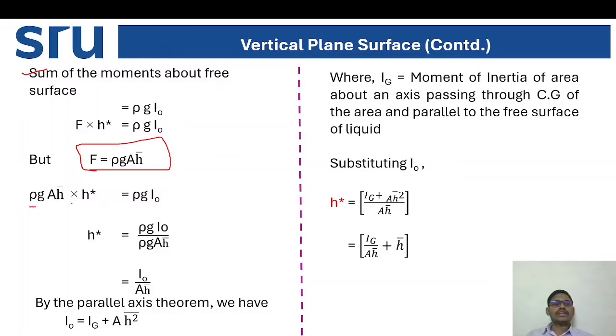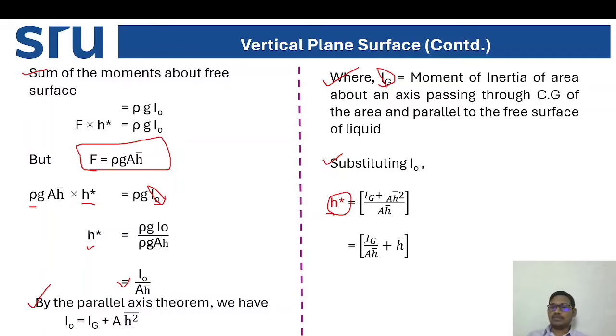And we know that rho g A into h bar into h star is equal to rho g into I naught, which we have just seen. Then h star equals rho g I naught by rho g into A into h bar. So h star equals I naught by A into h bar. By the parallel axis theorem, I naught equals Ig plus A into h bar square, where Ig is the moment of inertia of the area about an axis passing through the CG of the area and parallel to the free surface of the liquid. Substituting I naught equal to Ig plus A h bar square, divided by A into h bar.